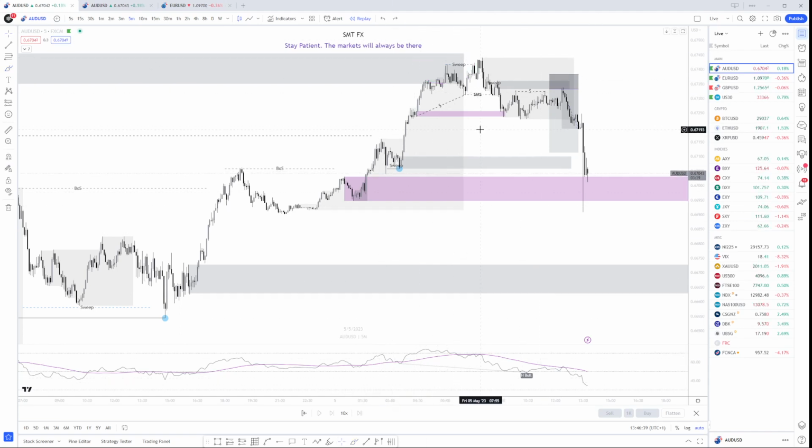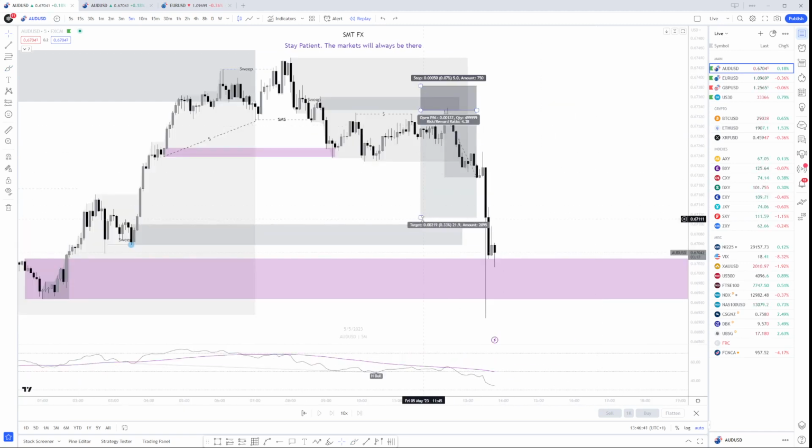Now I did actually close this trade early at 2.7%. It was around about here where I manually closed this because I will not trade NFP. I protect my capital, and as you can see, price did then push much further down. So I took 2.7%, but this did actually peak at just over 8%.